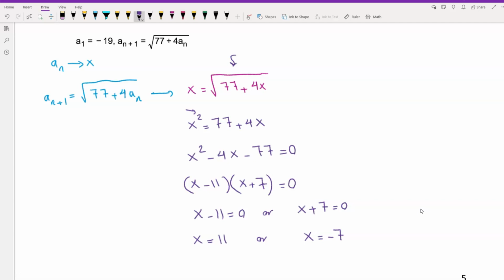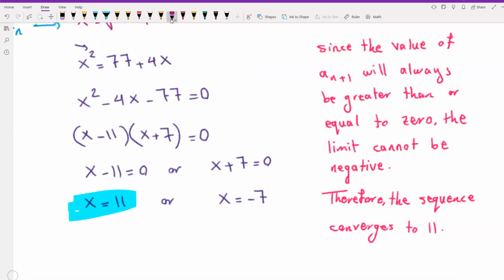Since the value of a sub n plus 1 will always be greater than or equal to 0, the answer should be greater than or equal to 0 in this case. But we have x is positive 11, so the limit cannot be negative, meaning that the sequence converges to positive 11. So this is our final answer for this part.